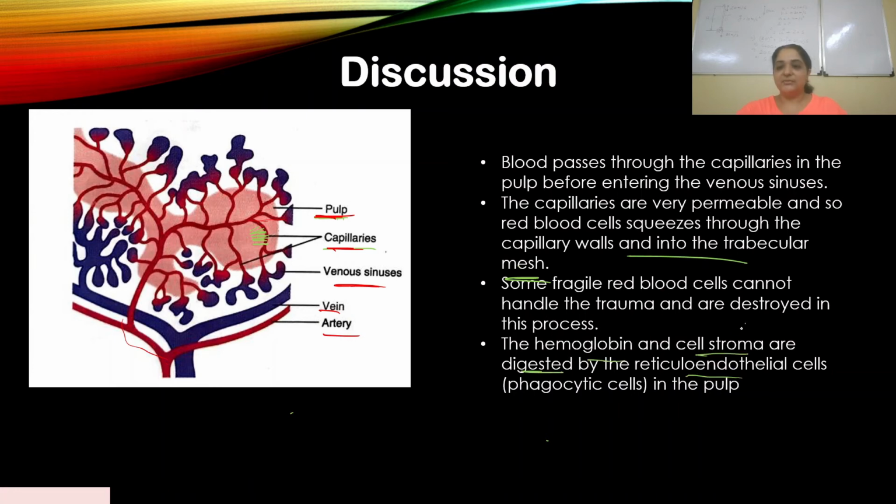The cell stroma is the connective tissue of the RBC, and reticuloendothelial cells are phagocytic in nature, so they are able to digest the hemoglobin and the cell stroma. It's like this: when there is cooking happening in the kitchen, there has to be cleaning work also done. You can't just keep the mess. When the hemoglobin breaks down, it has to go somewhere, right? So the fragile ones are broken, and the cleaning process is done by the reticuloendothelial cells in the spleen.